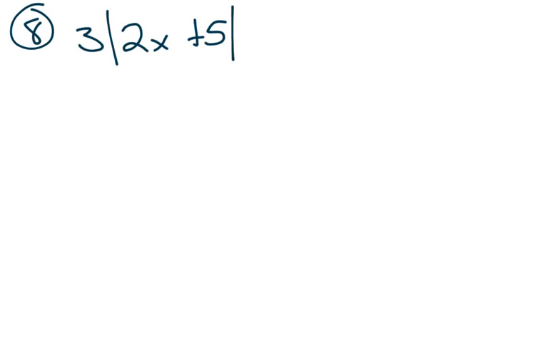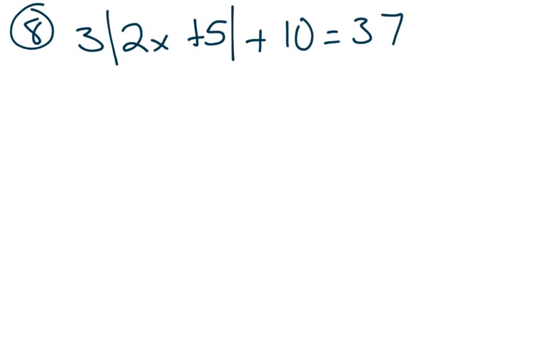Okay, let's try one more. Number 7, or sorry, this is number 8. Number 8, 3 times the absolute value of 2x plus 5, absolute value is closed there, plus 10 is equal to 37. If you want to try this on your own, feel free to pause the video, give it a shot, and then I'll talk you through it once you're done. If you get stuck midway through, go ahead and play the video and see if I get to where you got to, and then we can work on it together.